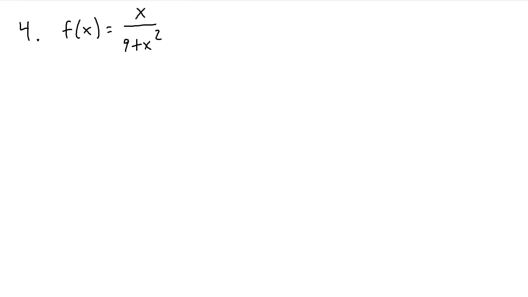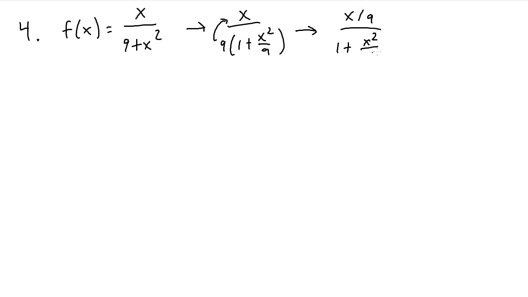So now for number 4, we have f of x equals x over 9 plus x squared. So what I can do here is factor out a 9 from the denominator. So we get x over 9 times 1 plus x squared over 9. And then I'll bring that 9 up to the top. So then we'll get x over 9 over 1 plus x squared over 9. Now similar to the previous problem, I'm going to bring x over 9 out front and treat it similar to a constant. So we'll get x over 9 times 1 over 1 plus x squared over 9.